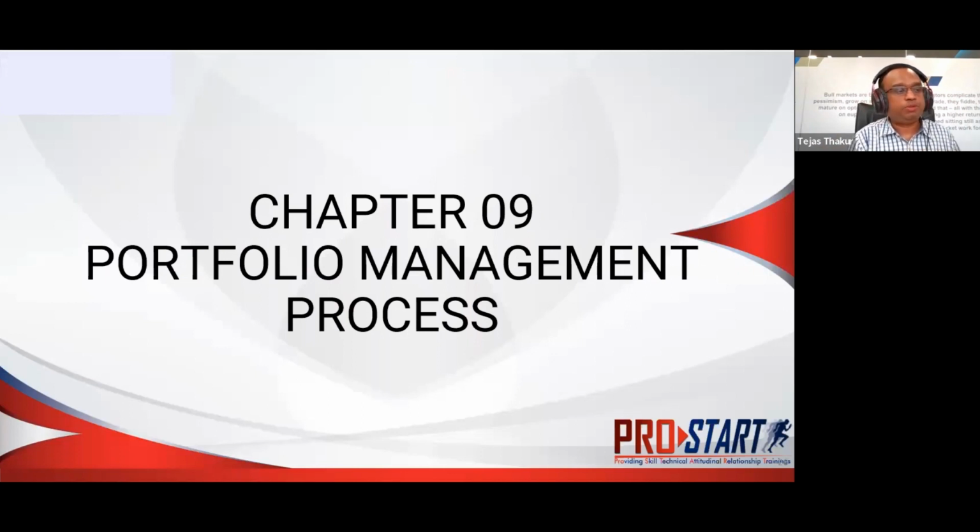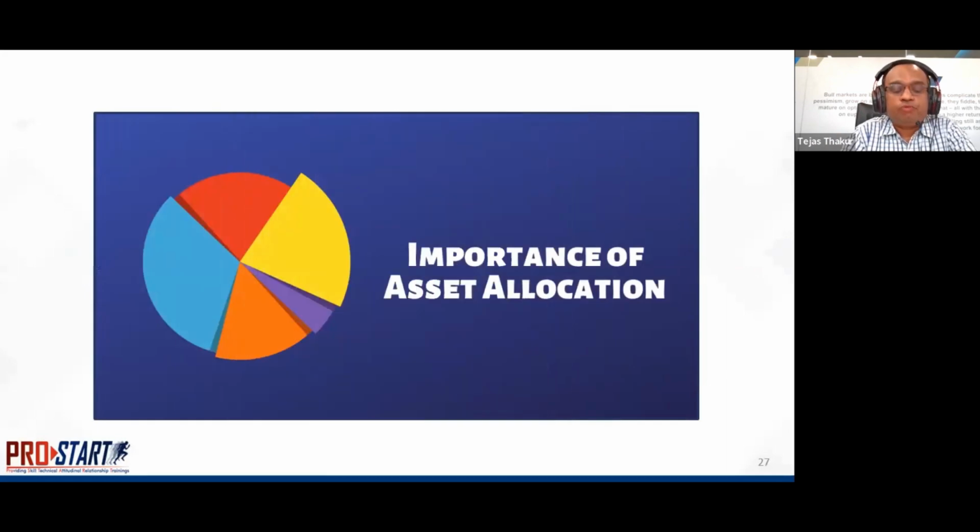This is the portfolio management process. The first step in the portfolio management process is deciding the asset allocation. Asset allocation is how to distribute investors' wealth into different asset classes for investment purposes. Asset allocation decision is a very important investment decision.